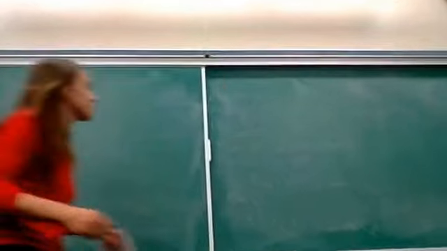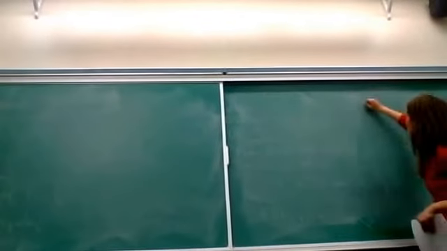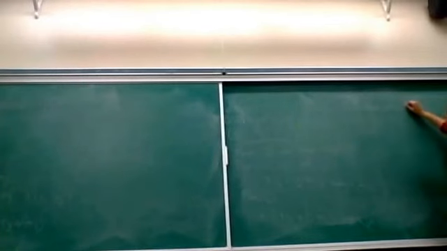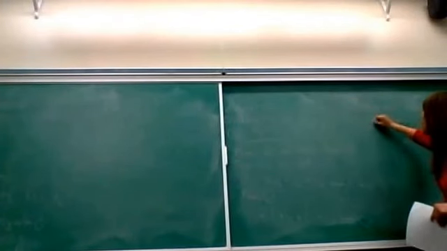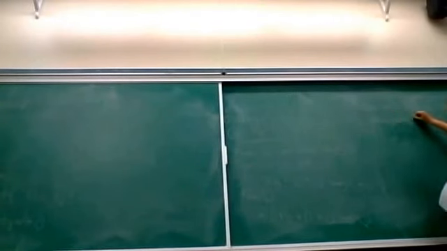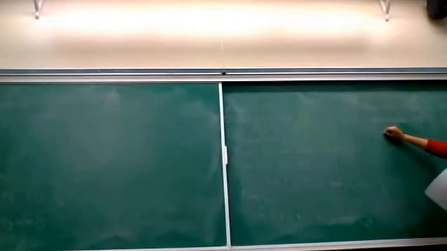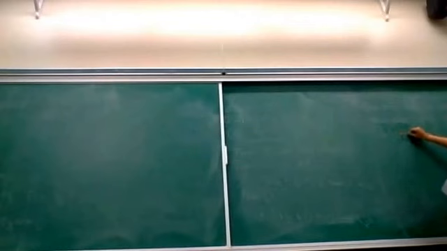Okay, so the only solution is c1 equals c2 equals c3 equals 0. So this new set of vectors is linearly independent. Okay?